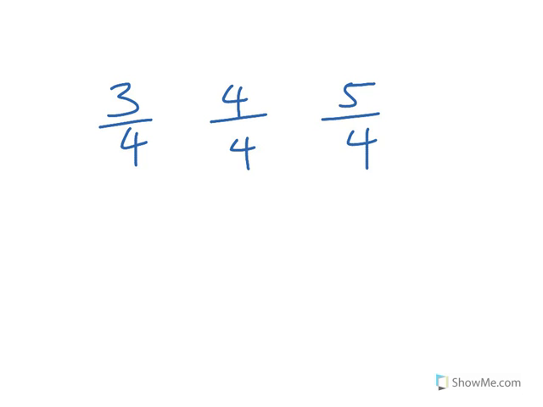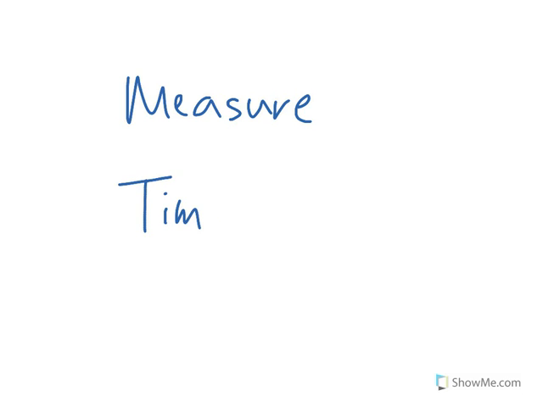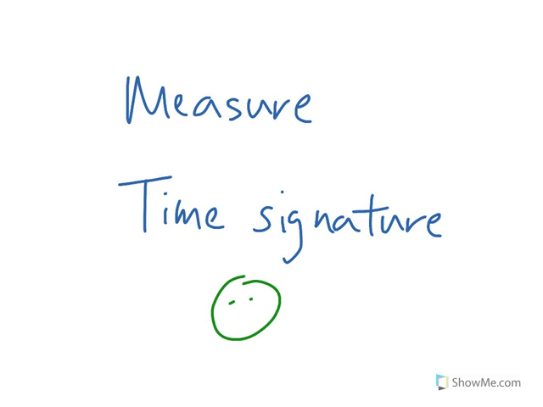Okay, so hopefully that gives you an idea of what kinds of time signatures there are. We have the 3/4, we have the 4/4, and the 5/4, and there are infinite combinations, but 3/4 and 4/4 are the most common. And so that was, again, measures, which are groups of beats, and time signatures, which tell you how many beats per measure. Hope you enjoyed that lesson.